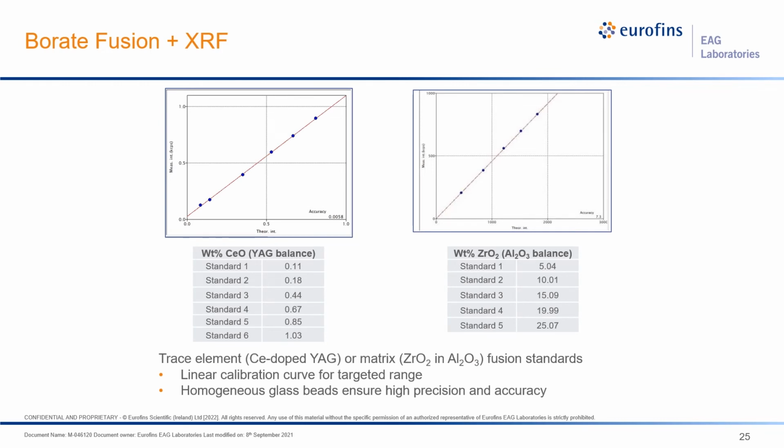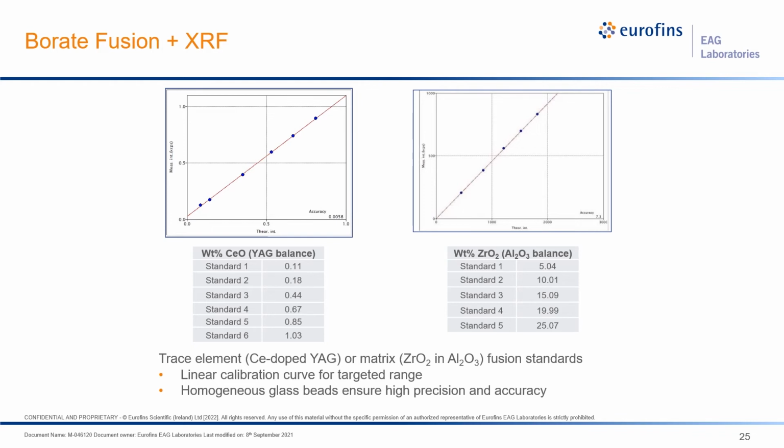These two examples show the linearity achieved by creating a set of fusion bead standards, like I just showed in the last slide, for two different applications. The first set was created for the purpose of measuring trace elements of a dopant material in YAG again. The dopants, in this case cerium, can make this material useful as a laser medium or phosphor. The second example demonstrates the creation of standards to measure zirconia content in zirconium toughened alumina, or ZTA.